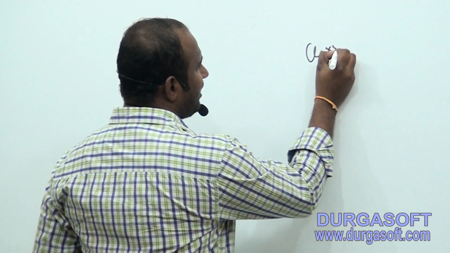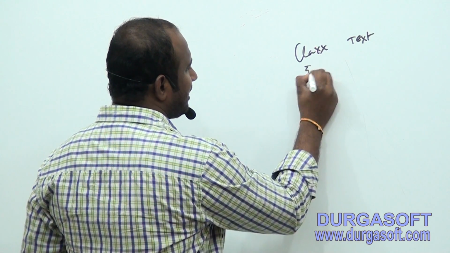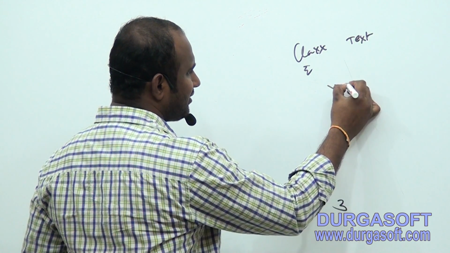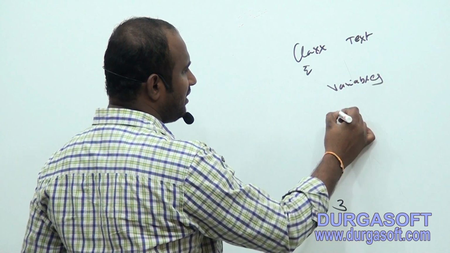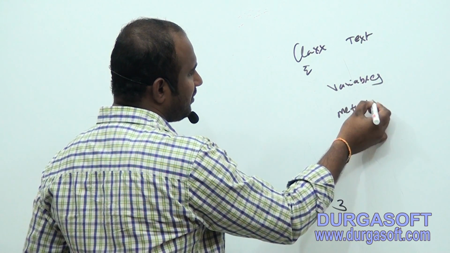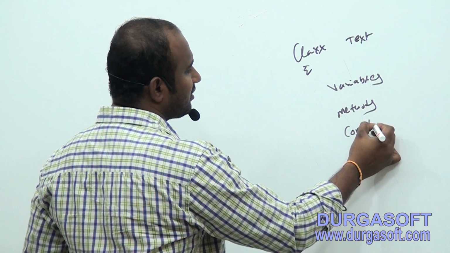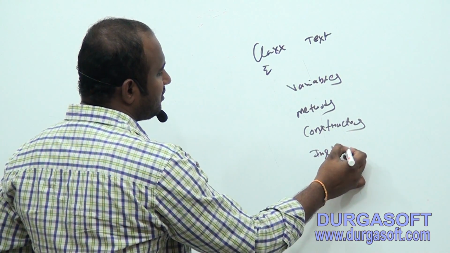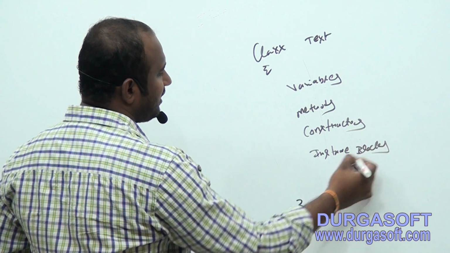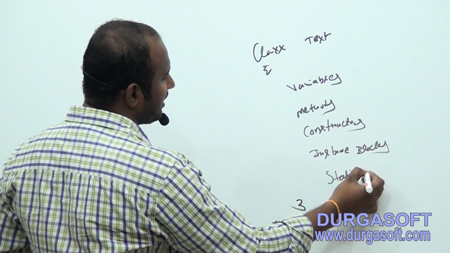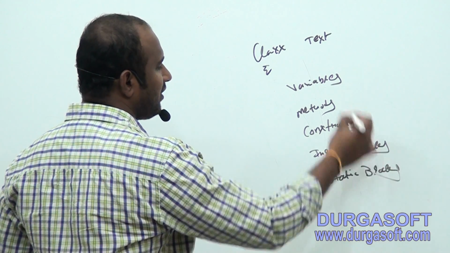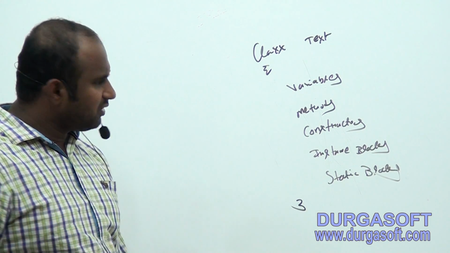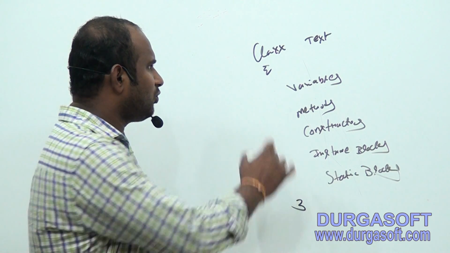What does a class contain? We declare the class name. The class is grouping the values. The class contains, the first one is what? Variables. The class contains methods, constructors, instance blocks, and static blocks. Now tell me, how many elements does the class contain here? 5 elements. These 5 elements are inside the class's open brace and closed brace.